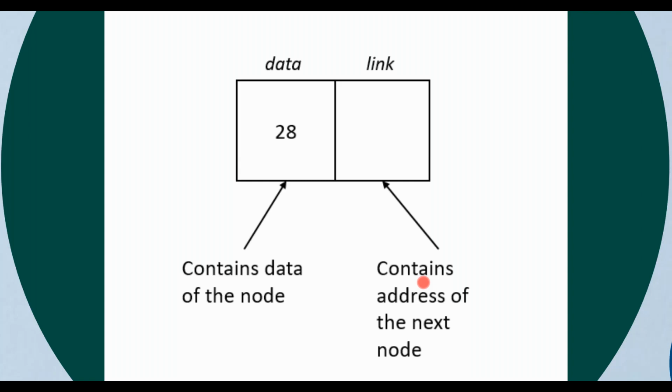But what I wanted to say is how we represent a linked list node is in this way. It has data, it has a link. This is a single node, right? So let me go back.